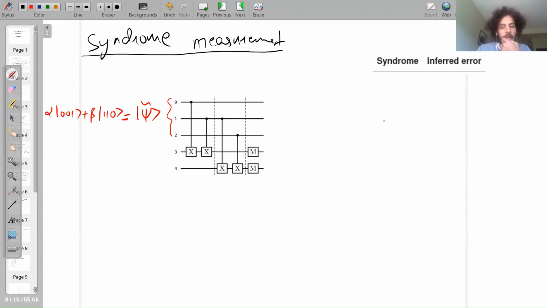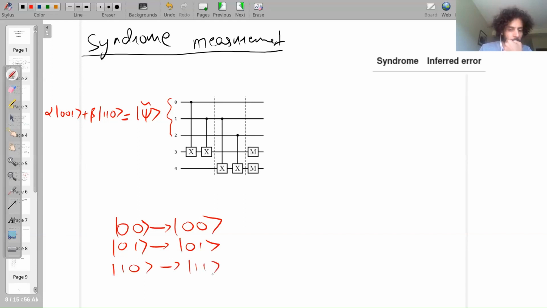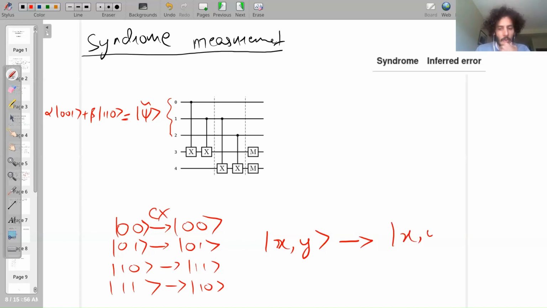Remember that what a control X gate does is that it takes 0, 0 to 0, 0, 0, 1 to 0, 1, 1, 0 to 1, 1, and 1, 1 to 1, 0, right? But generically, what you can think of is that this is my controller, that if I have X and Y, what we are going to get is X and Y plus X, where this is modulo 2.